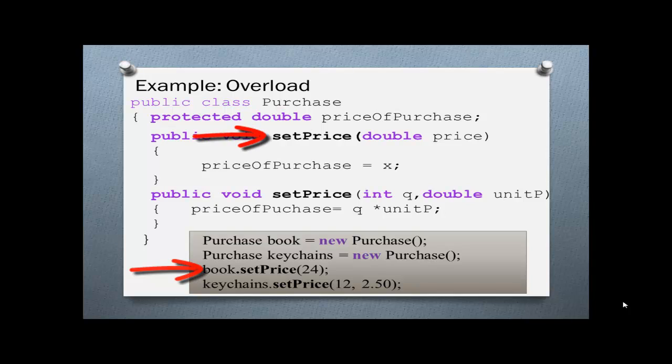As you can see, the book object is set to a price of 24. So it will go to the first setPrice method and just have a price of 24. However, the keychains object is set to a price of 12 and 2.5. So it would have a price of purchase equal to those two values multiplied.